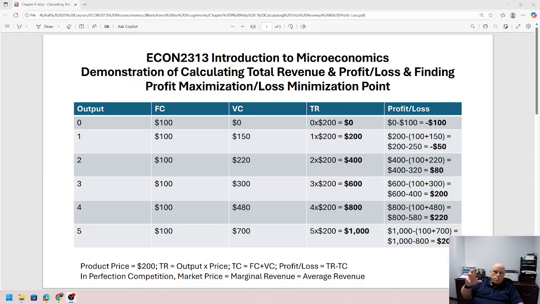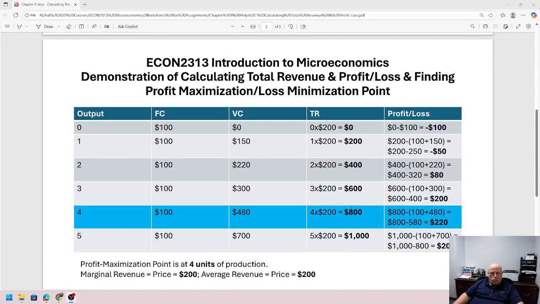All right. And of course, we had some levels of production where we had a loss, but we also had some where we had a profit. So obviously, we would look down through here, and you'll notice at output level 4 is where we maximize our profit. We have a positive profit there of $220, okay, which is higher than any other level of production on that table. So that is how much we would produce to maximize profit, okay? And I've got it highlighted here for you.